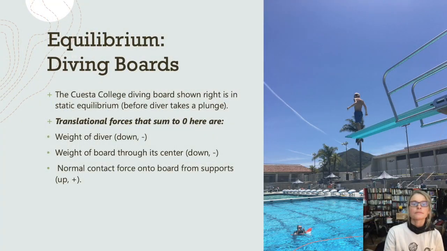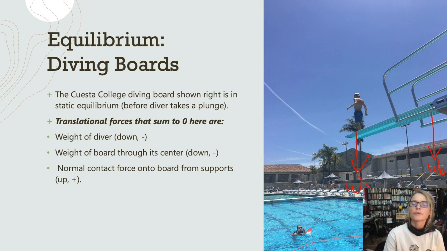Diving boards are great examples of equilibrium. What we have here is the weight of the diver going down. We also have, let's say, the center of gravity of the diving board through the center, so we have the weight of the diving board also going down. So we have weight here, the weight of the diver, weight of D, and this is the weight of the board.